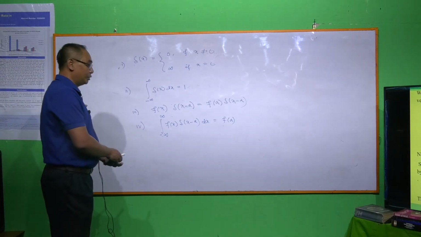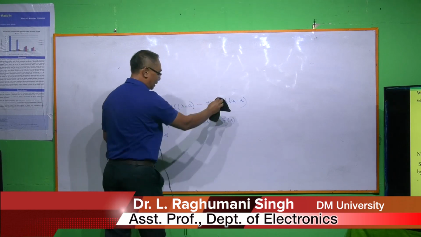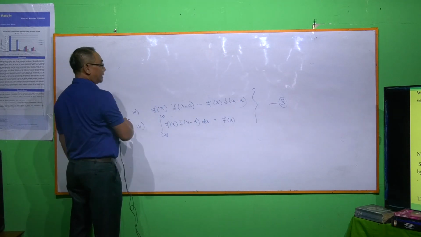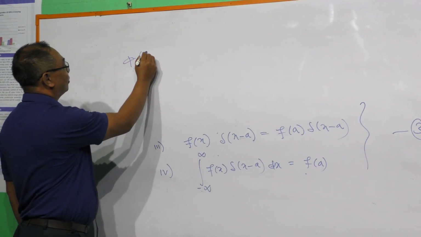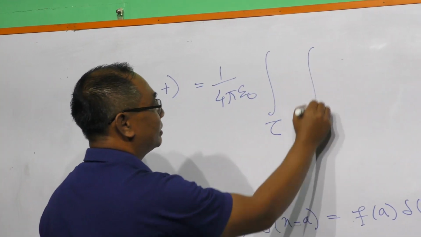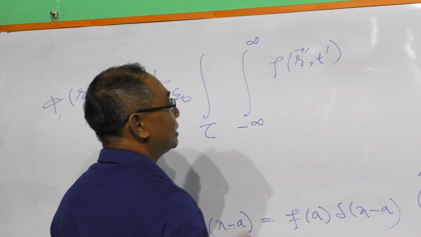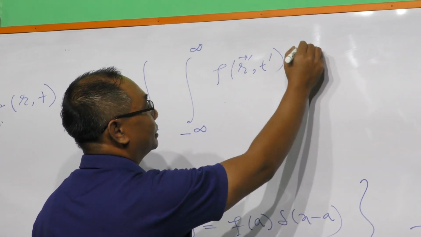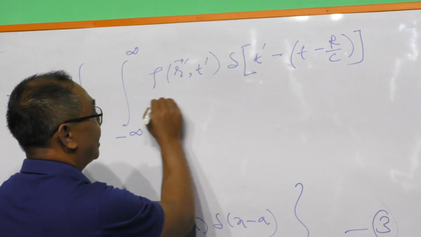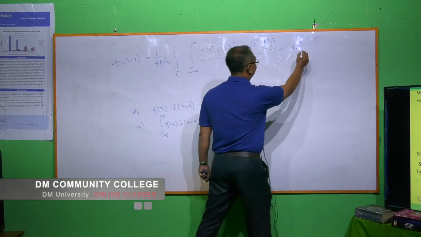With this delta function, I can write equations 1 and 2 together as equation number 3. Using the delta function, phi(r, t) equals 1/(4 pi epsilon naught) integral over volume tau, integral from minus infinity to plus infinity, of rho(r', t') delta(t' - (t - r/c)) divided by r d tau dt', where t' is the retarded time. I call this equation number 4.